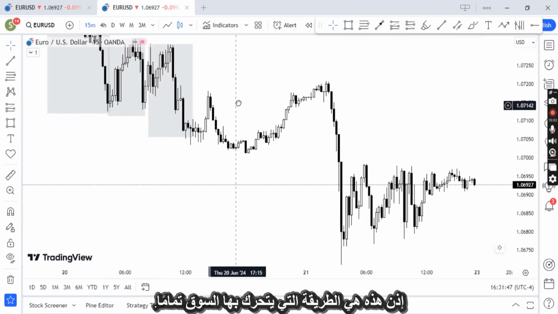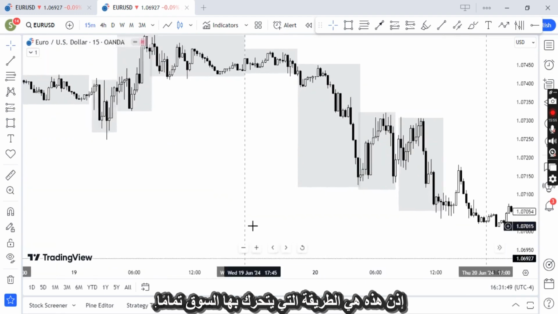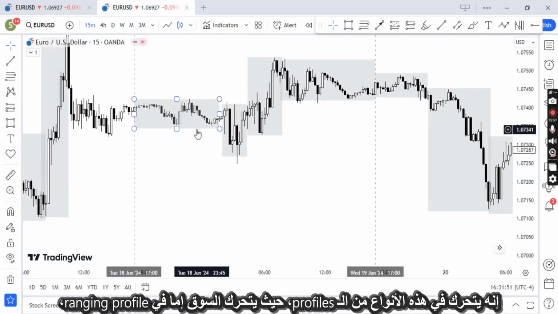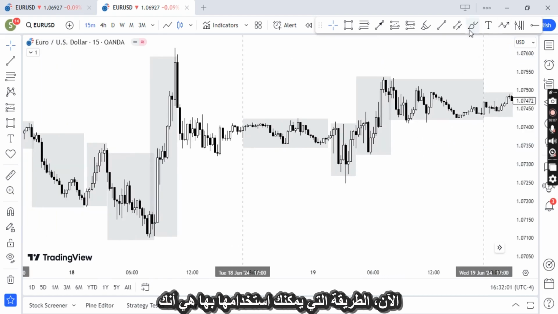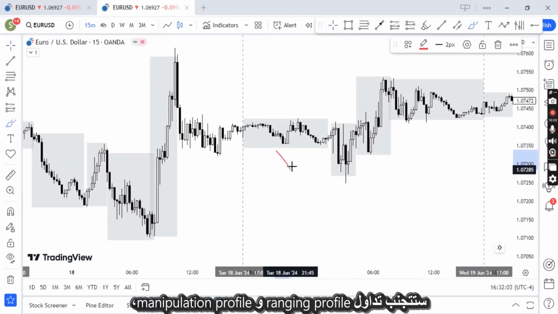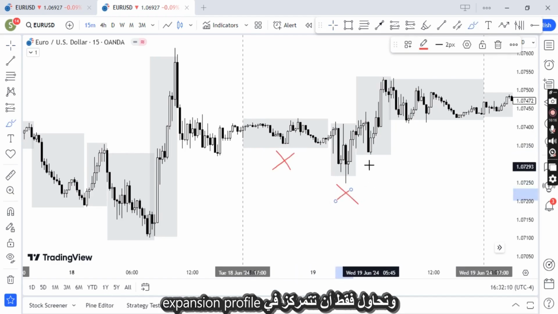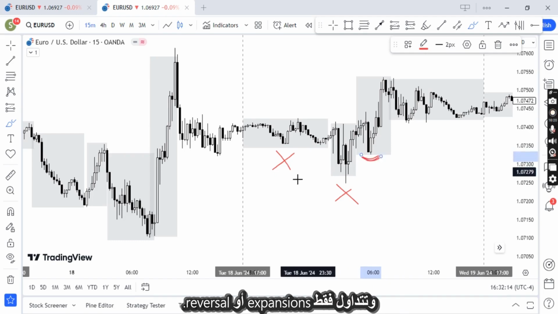So that's exactly how the market moves. It moves in these kind of profiles, where the market moves in a ranging profile, a manipulation profile, an expansion profile, and then another ranging profile. Now the way you can use it is you're going to avoid trading the ranging profile and the manipulation profile, and only try to position yourself in the expansion profile and only trade expansions or reversals.